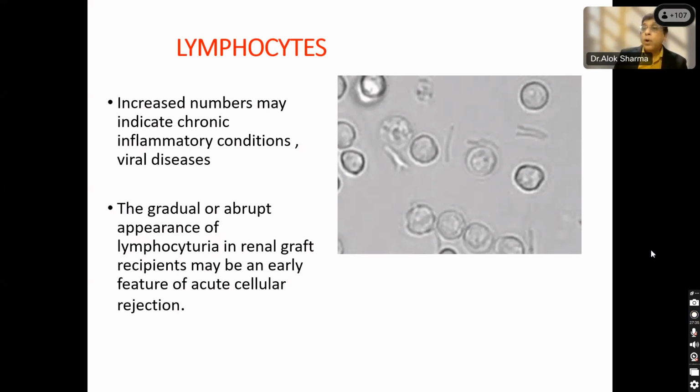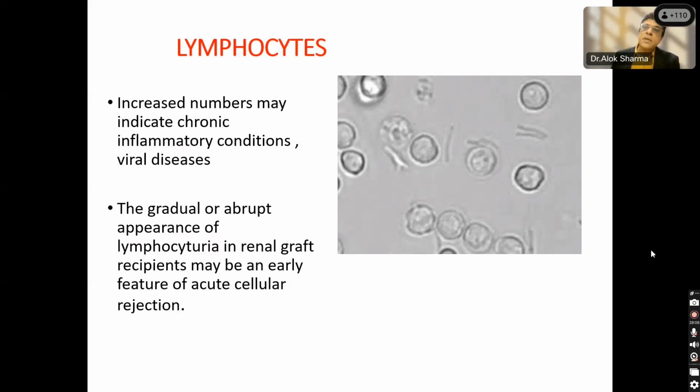And if you are in a setup where renal allografts are being done, and you are called upon to do the urine sediment examination in patients who have undergone transplantation, some studies have shown that a gradual or an abrupt appearance of lymphocyturia, or an abnormal level of lymphocytes in urine, is an early feature of acute cellular rejection. There have been several studies on that, although the significance and how you do it in practice is slightly different. You can have varying views.